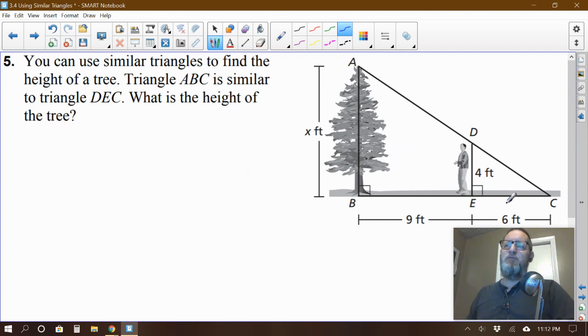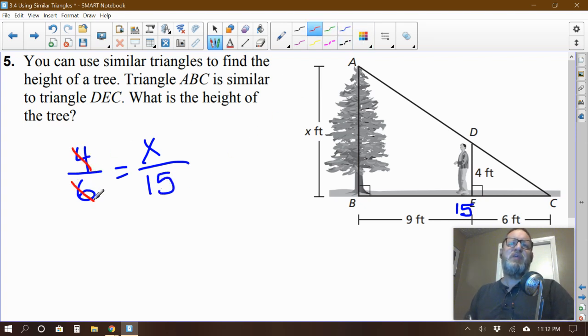So we've got 4 over 6. A height of 4 for the person over 6 feet is going to be equal to the height of the tree, the thing we don't know, over this distance. So 9 plus 6 is 15, so over 15. Now, can I simplify this a little bit? 4 over 6 can come down to 2 over 3. That's the simplified version of it.